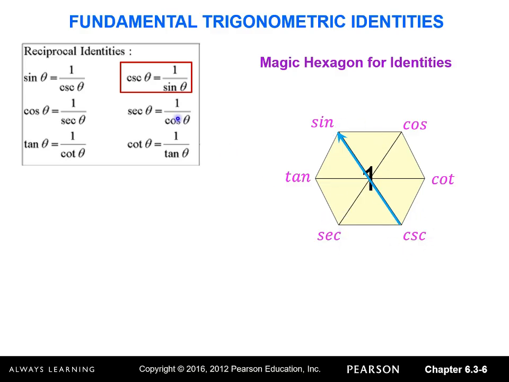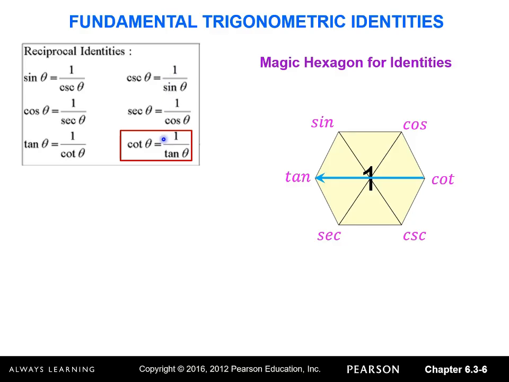And then secant is 1 over cosine, and cotangent is 1 divided by tangent. So these are all the reciprocal identities. And there is more. From the first three, as I said, you can derive the next three identities.